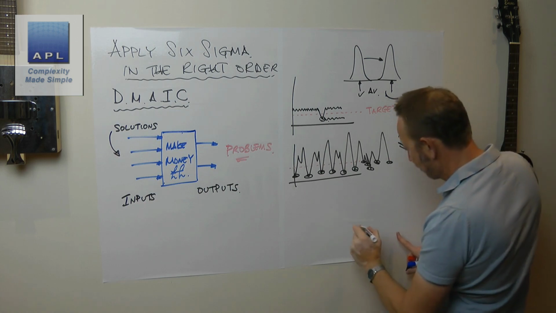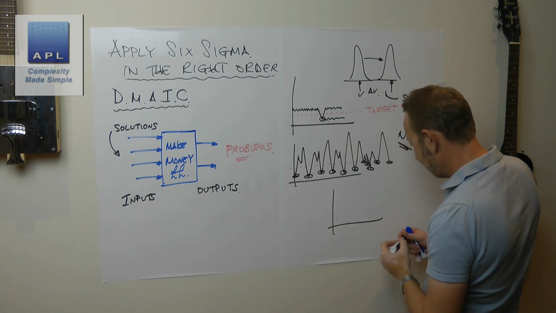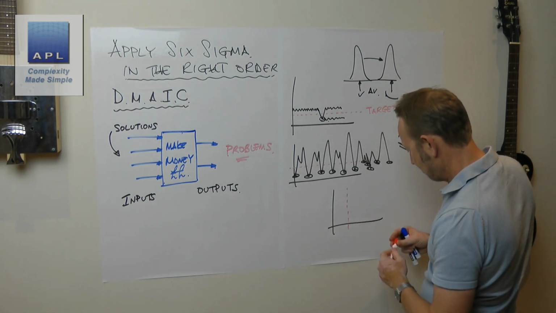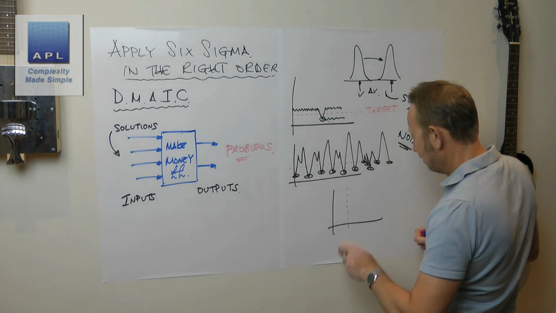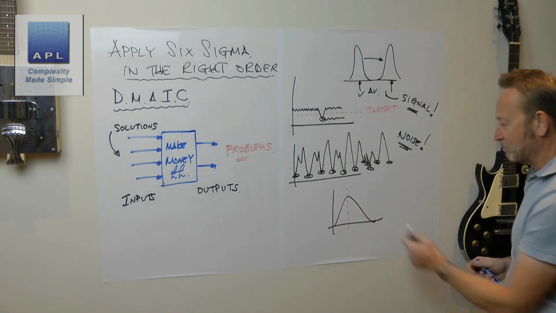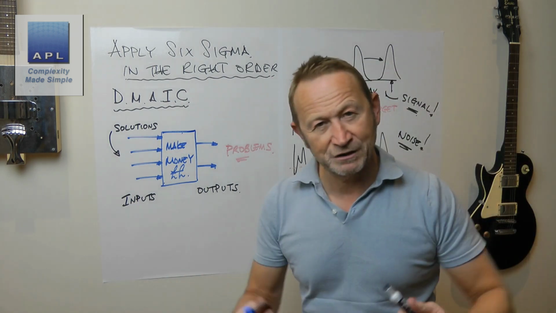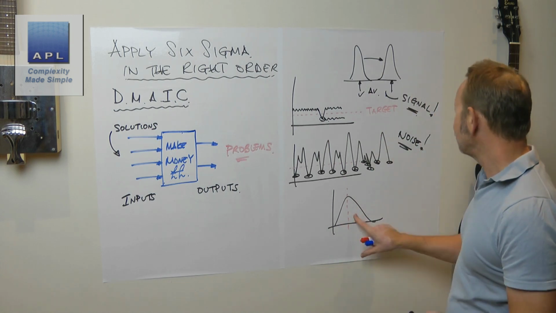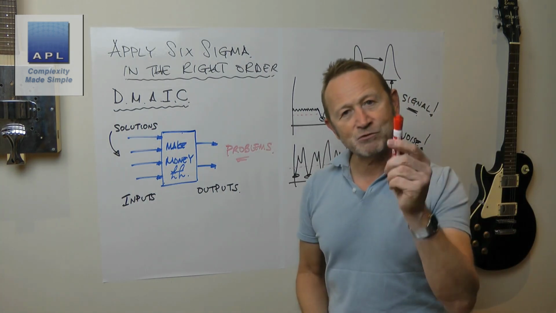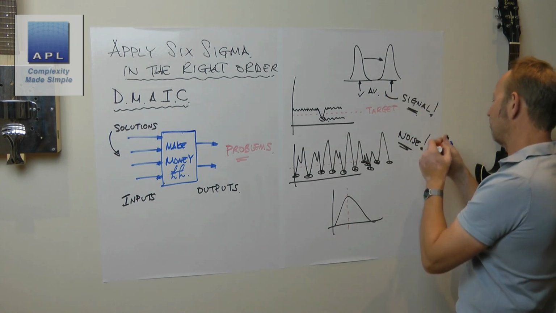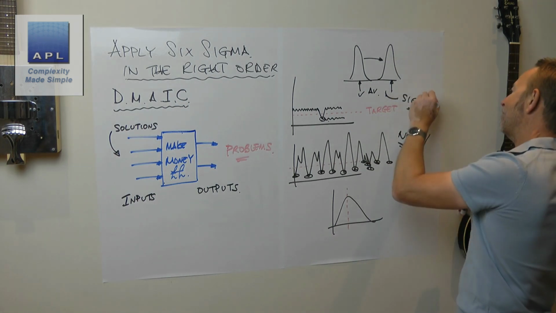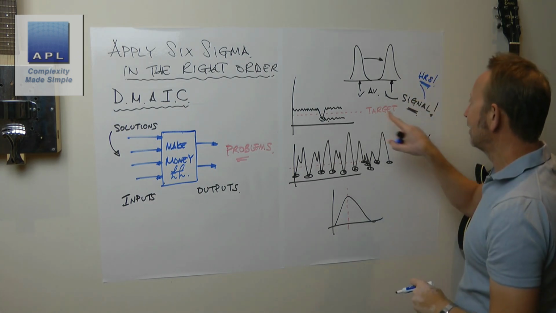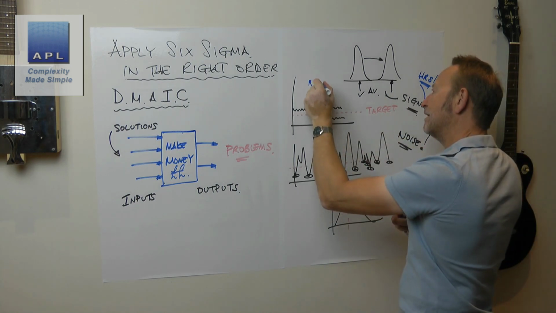So if I drew the same diagram, what do we have? Well, here's our specification on our diagram. And basically what we have is a process that just simply isn't capable. Its ability to stay above the target just isn't there. Now that's a problem with noise, that's a problem with signal. Now typically, sorting out a problem with signal will take a matter of hours.